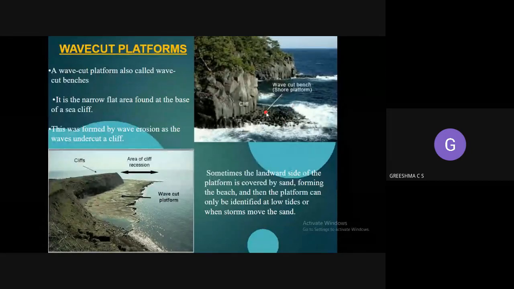And what has been formed? See here, a platform, or you can say a bench, has been formed. This is also called wave cut benches. This picture is very clear. This was a large mass. Due to the action of water, this much portion of the rock has been disintegrated into smaller particles, and they have formed a platform. See, this is a platform that has been formed. So this is a wave cut platform.